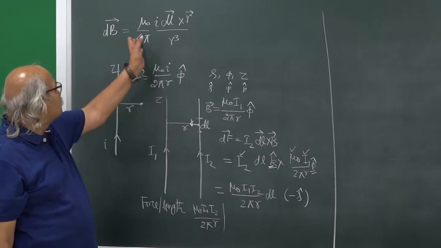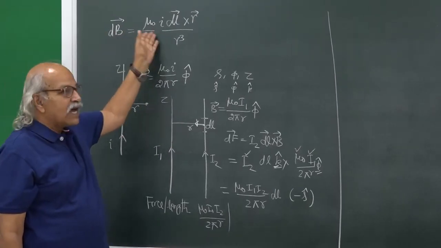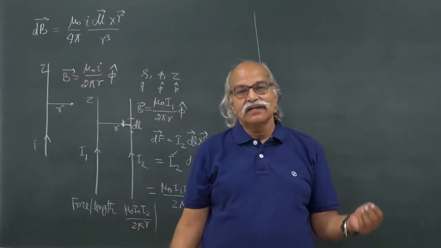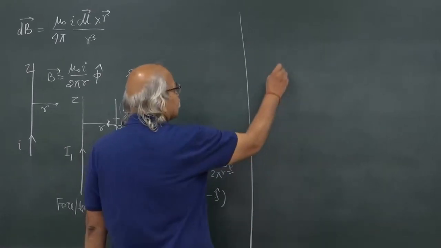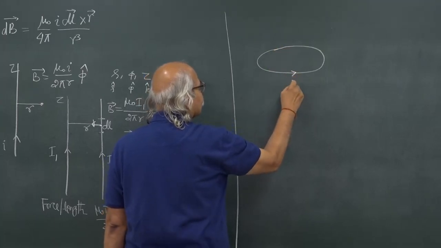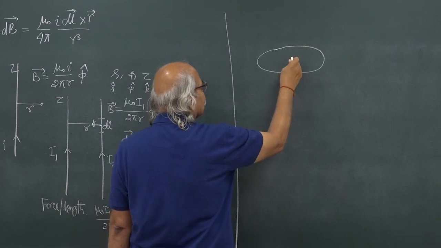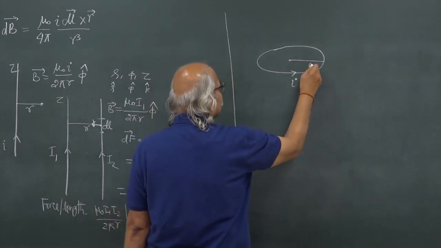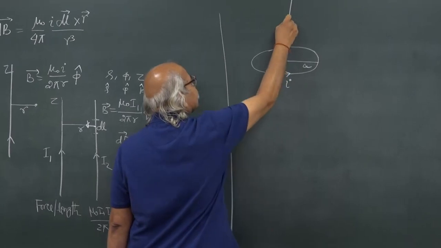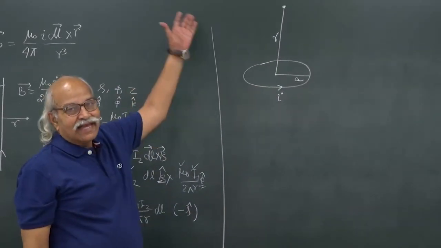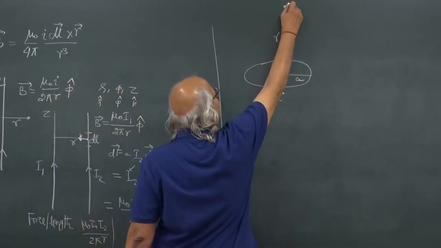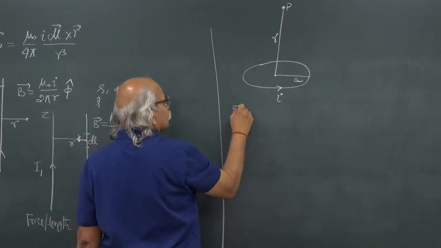Then we also used this Biot-Savart law for magnetic field due to circular current. So we had a circular current, this is the circuit, and there is a current I, and the radius of this is A, and we wanted the magnetic field at a certain point at a distance r from the center along that axis. Using this we derived the magnetic field at this point. The magnetic field is what?